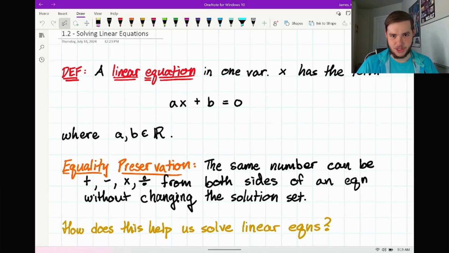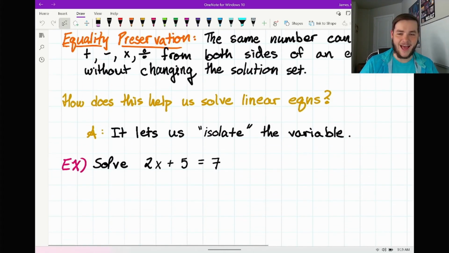A linear equation is a single variable equation, we'll call that variable x for now, that looks like ax plus b equal to 0, where a and b are just some numbers, some constants. A nice property of equations in general is this preservation property, that the same number can be added, subtracted, multiplied, or divided from both sides of an equation without changing its set of solutions. But how does this actually help us to solve linear equations?